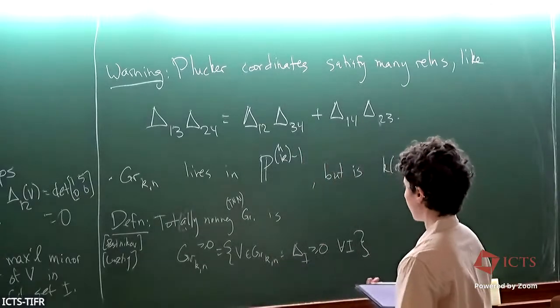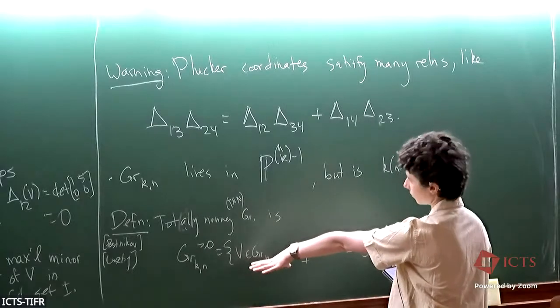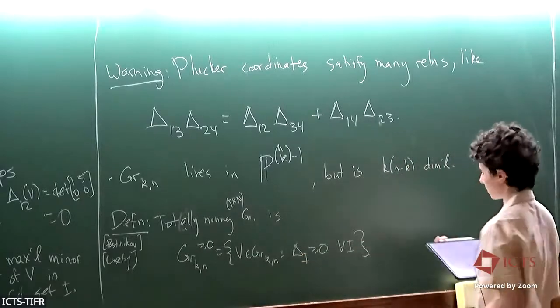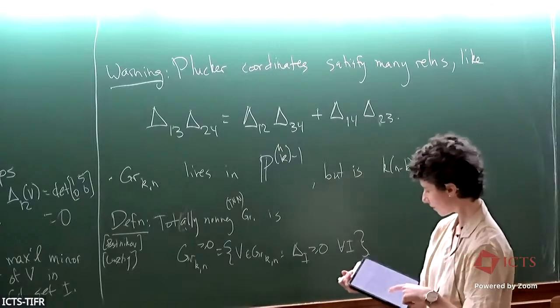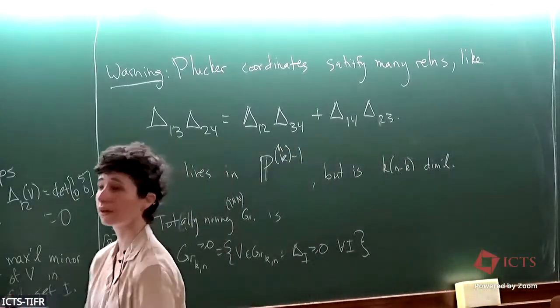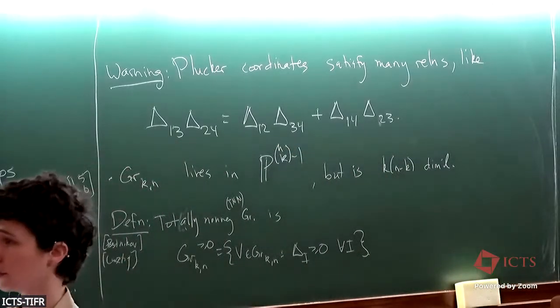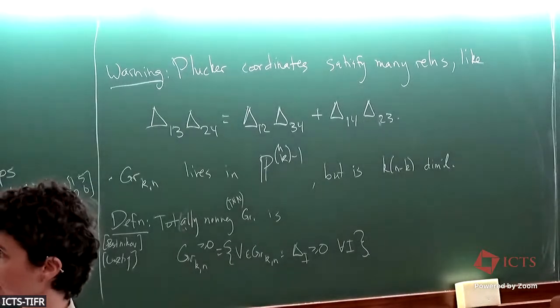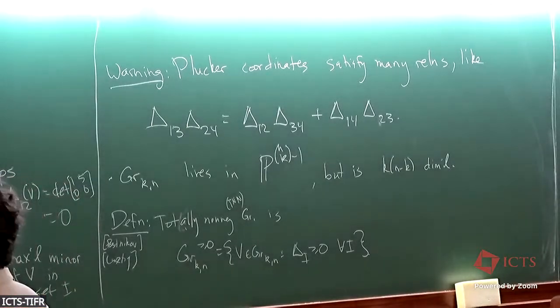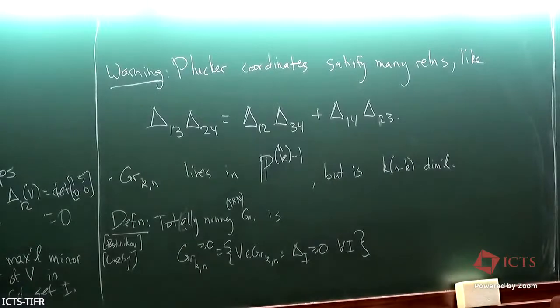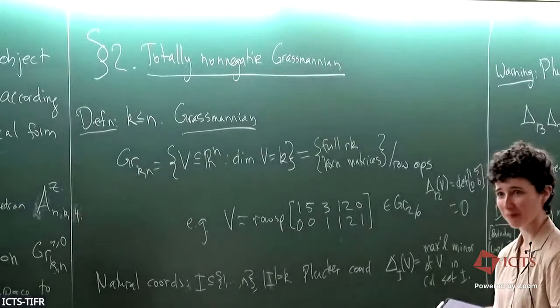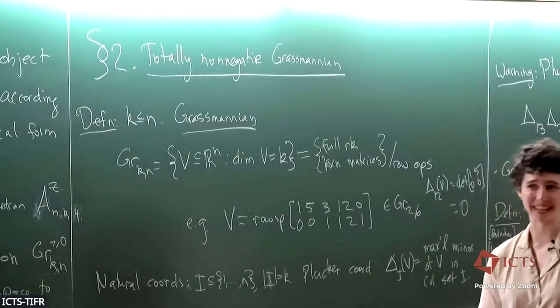Okay, and this is a full dimensional subset, so it is also k times n minus k dimensional. So I guess one question is, can you think of any better ones? I think my answer is I can't.